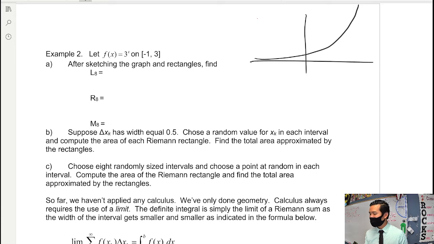Wait, how do we do the graph again? Hold on, I got you. But let me do this first. So this is 1, and it goes all the way to 3, right? And there's a total of 8 rectangles, so they have to go by 0.5. So -1, -0.5, 0, 0.5, 1, 1.5, 2, 2.5. So these are my rectangles right here.